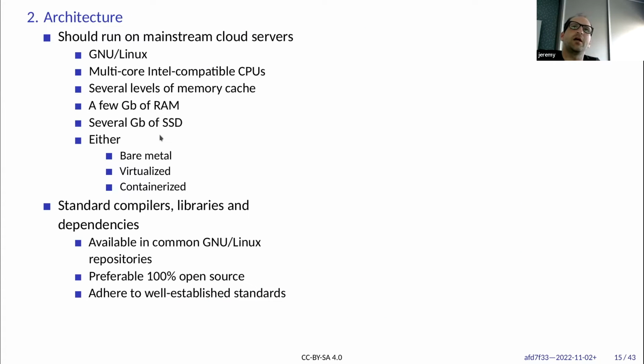Another section will be the architecture. The requirements are that this should run on mainstream cloud services. That means GNU/Linux. It should run on multi-core CPUs with a few gigabytes of RAM. So the code should be compiled with the standard compilers, libraries, and dependencies. Anything that you might need to install should be in apt-get or RPM, whatever common Linux repositories.